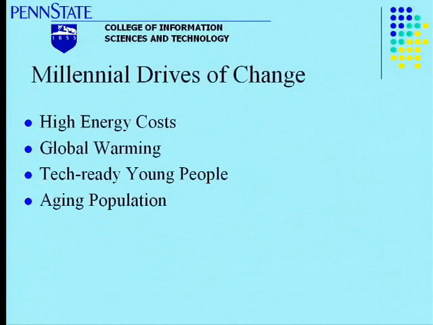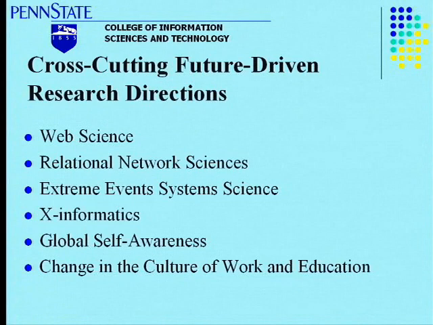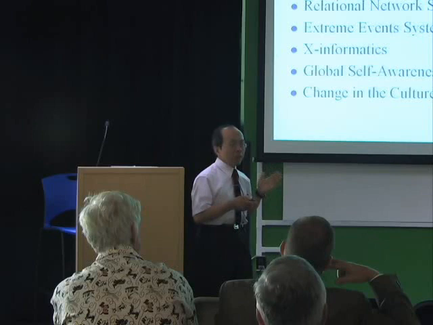In the strategic plan laid out in the college recently, we identified important drivers of the millennium, including energy cost issues, both energy costs and also resources of energy, global warming, the new young generation, which has interesting characteristics, and the aging populations, as well as other characteristics such as the growth of population in less developed countries and so forth. And these help us to identify cross-cutting research directions that we think are important for the days to come, including the use of the web not only for information search, but also for social interactions.